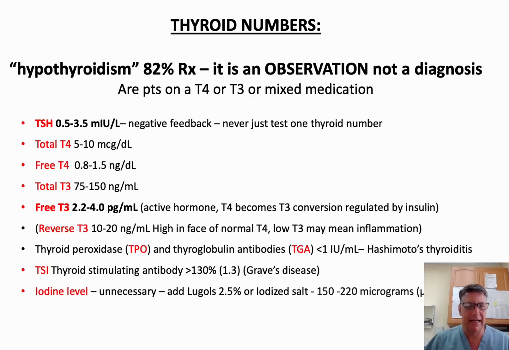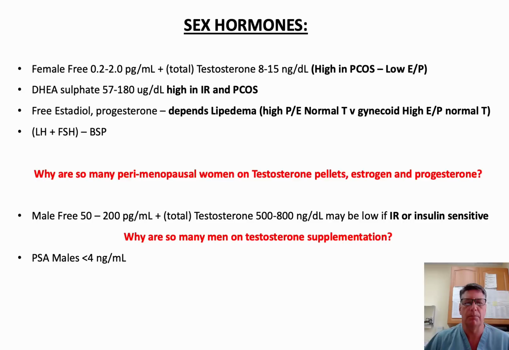I never check iodine levels. You know why? Because if there's any problem with thyroid, we're going to tell people to supplement with 150 to 220 micrograms of iodine, either as iodized salt together with their Redmond's or pink Himalayan salt, or they add a couple of drops of Lugol's. So I don't ever check iodine levels because I'm going to tell folks to supplement anyway as part of their salt.